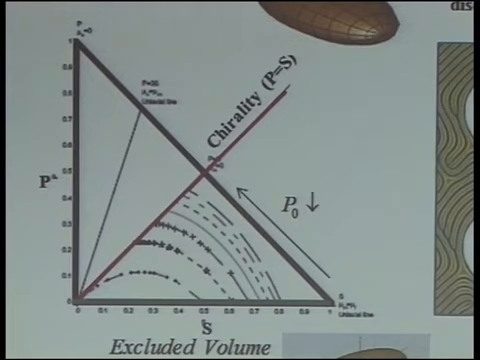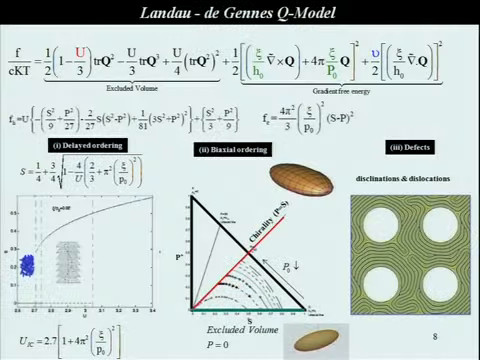So I have a pitch here. If the pitch goes to 0, this term goes to infinity. So to minimize this term, P has to be equal to S. And this line, the chirality line, is the maximum biaxiality line that can exist in the system. On the other hand, I have the excluded volume line that minimizes this term.